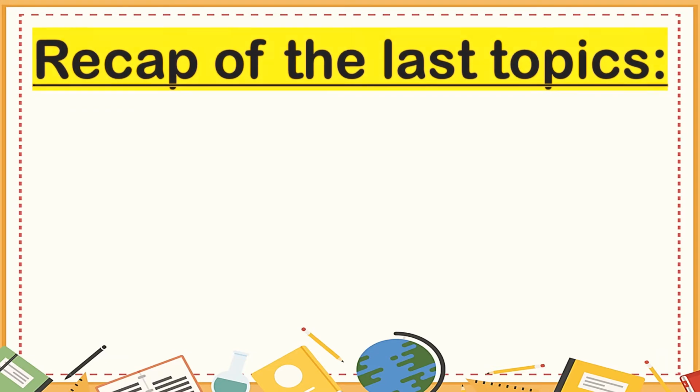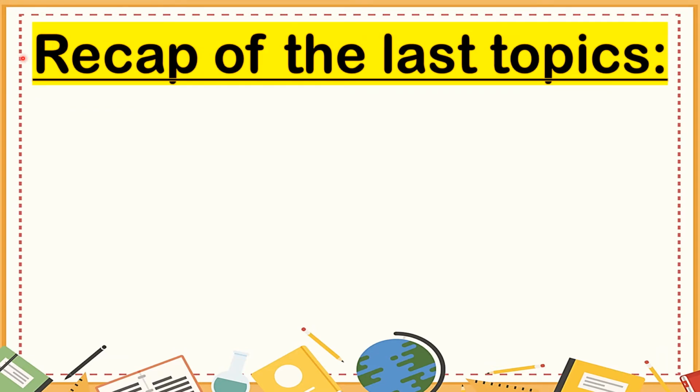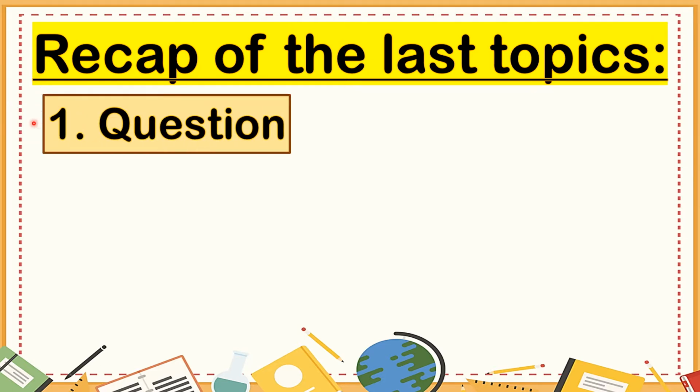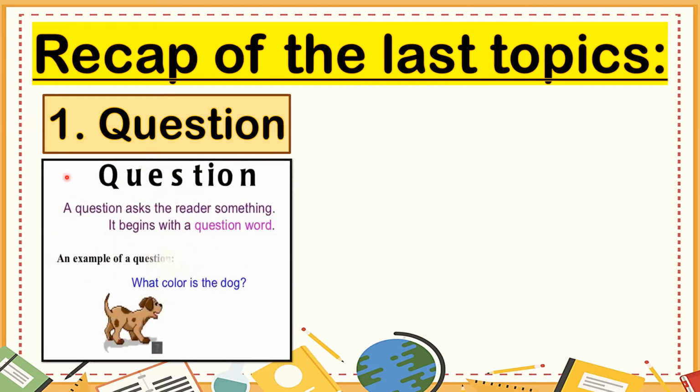Class, before we proceed with our online learning discussion, I would like us to have a short recap or review of the last topics that we have discussed. So the first one is question. What is a question? A question asks the reader something. It begins with a question word. An example of a question is, what color is the dog?